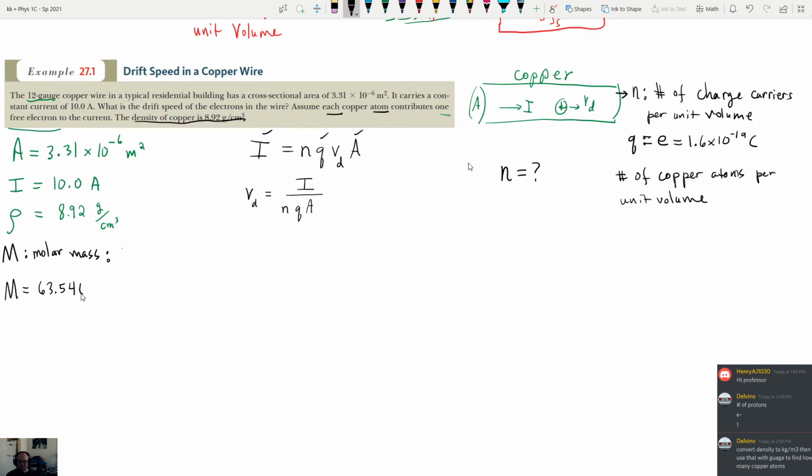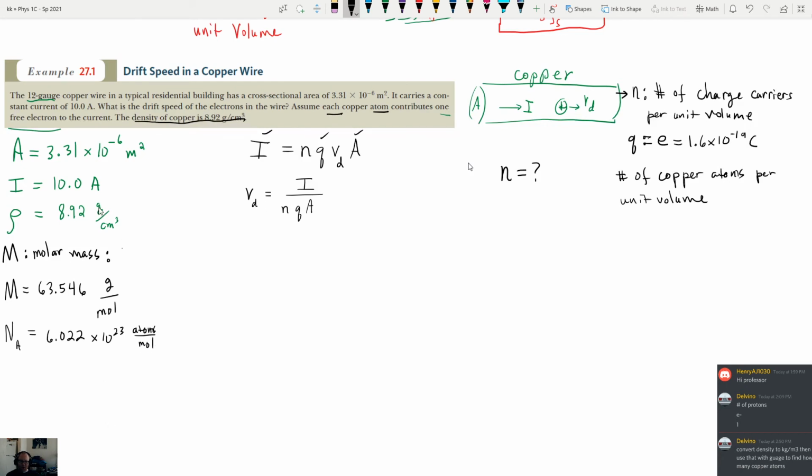Grams per mole. Yep, this is grams per mole. And the last thing we need is Avogadro's number, right? And what are the units for Avogadro's number? Oh, it's the number of atoms per mole, right? Atoms per mole, that's right.